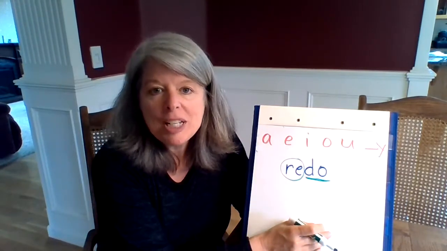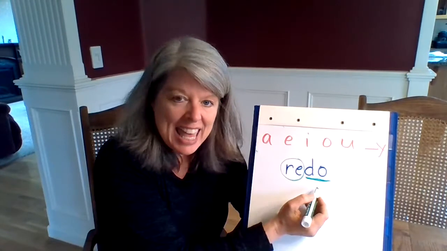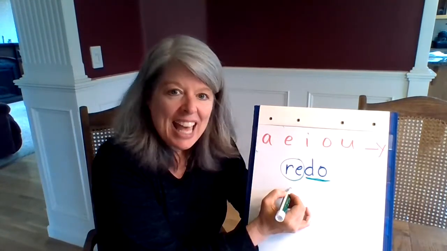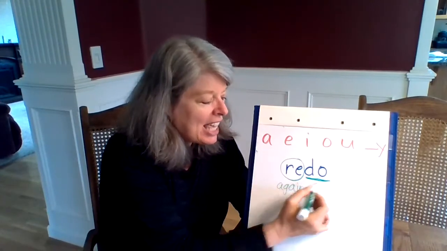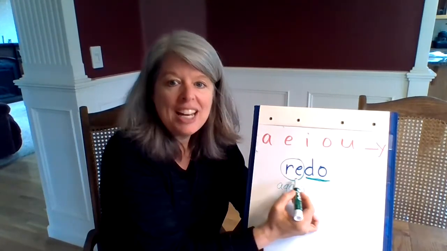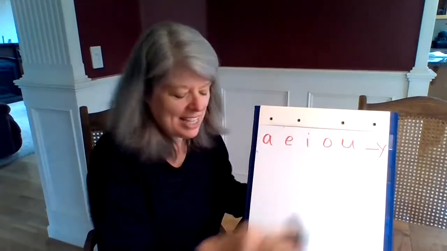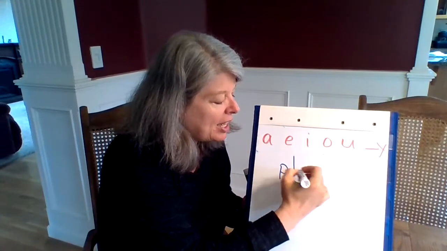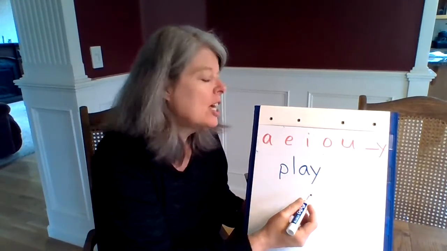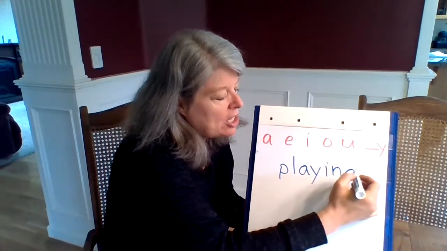What does it mean to redo something? It means to do it again. So re as a prefix means again. Again do, or do it again. Redo. All right, write the letters P, L, A, Y, I, N, G.